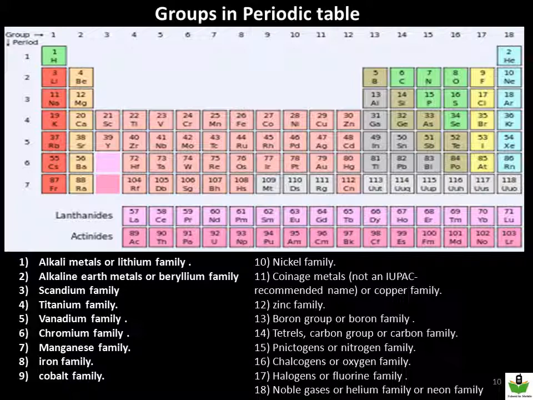Group 10, the nickel family. Group 11, the coinage metals or copper family. Group 12, the zinc family. Group 13, the triels, boron group or boron family. Group 14, the tetrels, carbon group or carbon family. Group 15, the pnictogens or nitrogen family. Group 16, the chalcogens or oxygen family. Group 17, the halogens or fluorine family. Group 18, the noble gases or helium family or neon family.